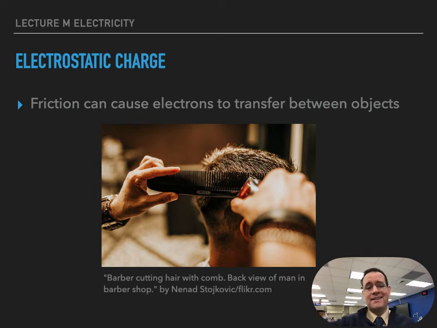So here we have a plastic nylon comb rubbing a person's hair in a barber shop. Now the hair loses electrons and becomes net positive, and the comb gains electrons and becomes net negative. And since these objects have a charge that is not moving, or it's static, we call it electrostatic charge. So remember that we cannot create matter, we cannot create electrons out of nothingness. The electrons have to come from the hair and be transferred to the comb. If the hair is losing electrons, it's becoming positive. If the comb is gaining electrons, it's becoming negative.